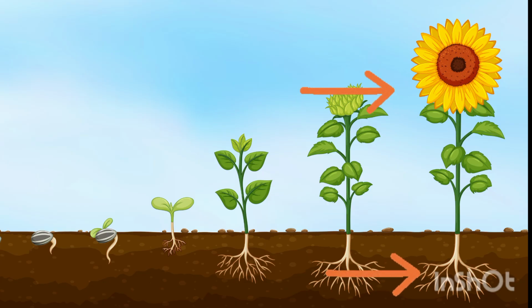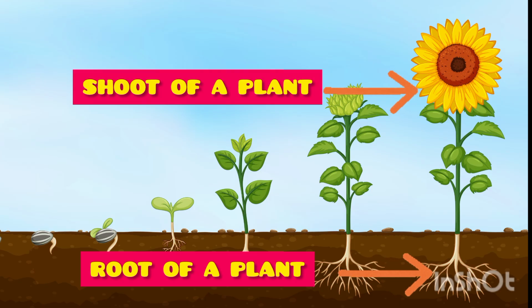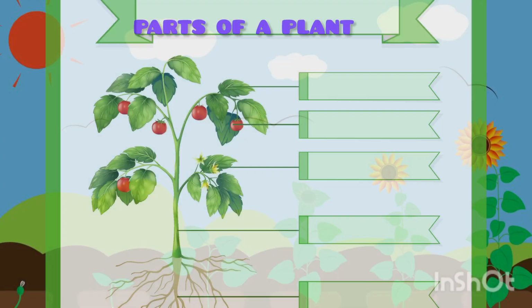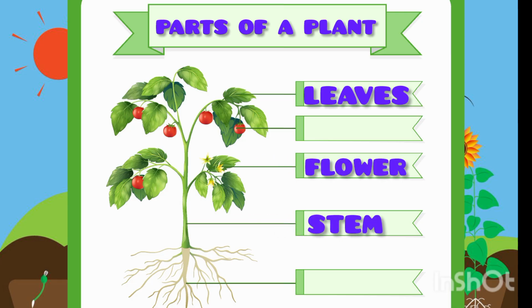The parts of the plant above the soil that we can see is called the shoot of a plant. Parts of a plant below the soil that we cannot see is called the root of a plant. Now we will learn about the parts of a plant. There are mainly 5 parts: leaves, stem, flower, fruit, and roots.